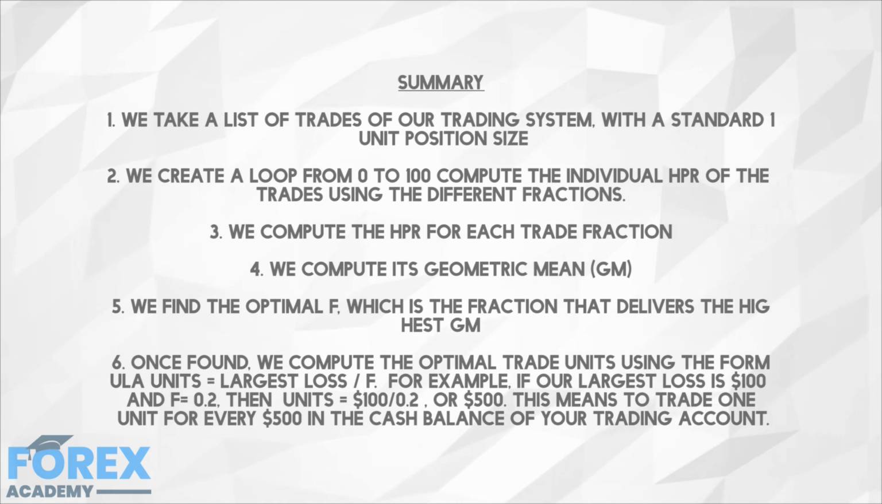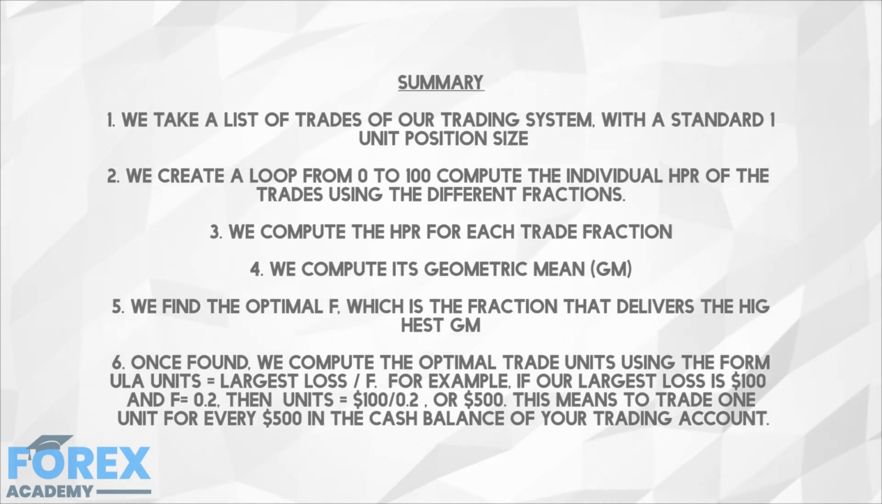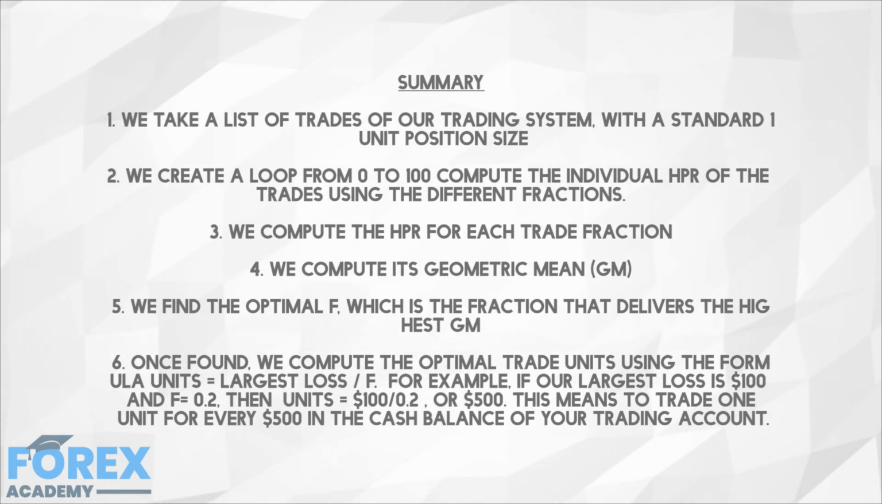Once found, we compute the optimal trade units using the following formula. This means to trade 1 unit for every $500 in cash balance for your trading account. We see that the optimal fraction is a divisor of your biggest loss that gives you the dollars needed in your account for every unit of trade. In the next video, we will continue discovering the properties of optimal F. Stay tuned.